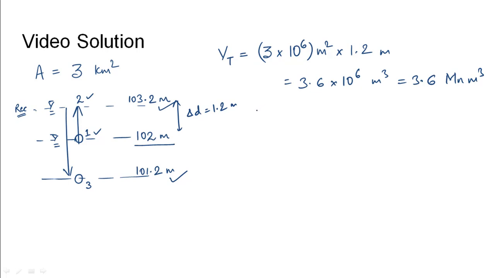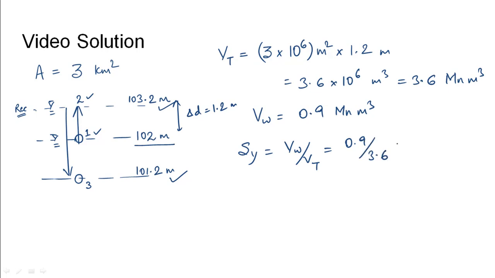It is mentioned that the recharge that is done is of a value around 0.9 million meter cube. Using this we can find the specific yield of the aquifer as VW over Vt, that is 0.9 divided by 3.6, which gives it as 0.25. So this states that 25% of the aquifer's volume, here we are talking about the whole volume, 25% of that is constituted by water.